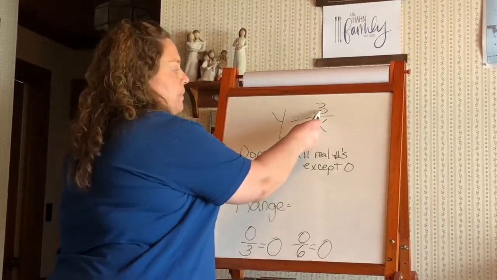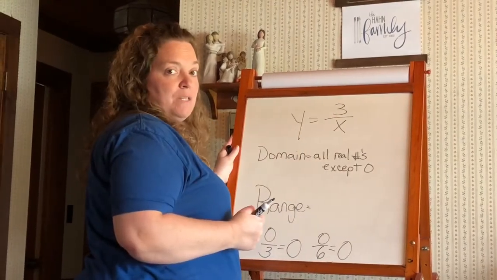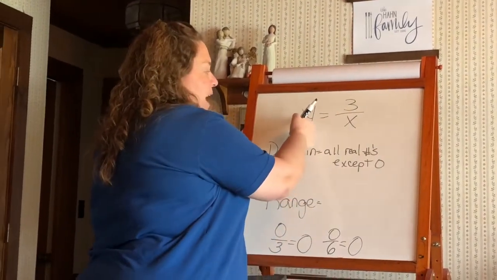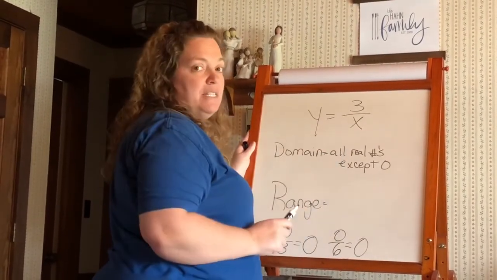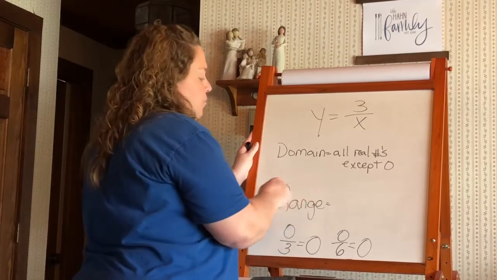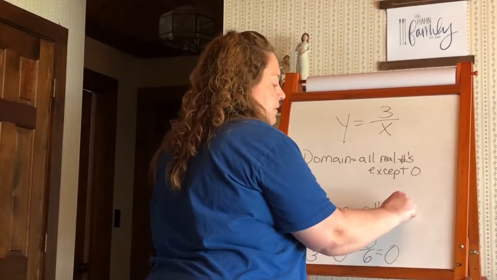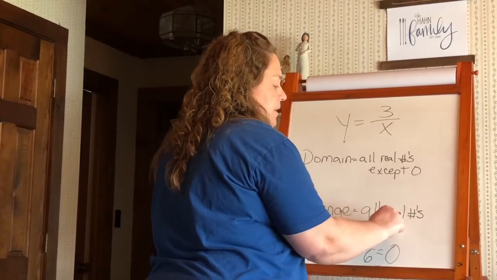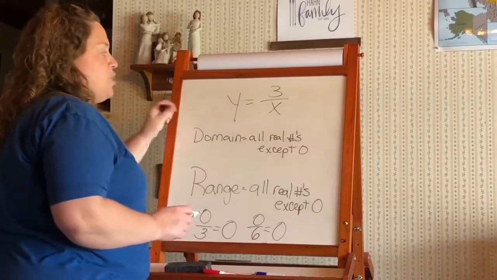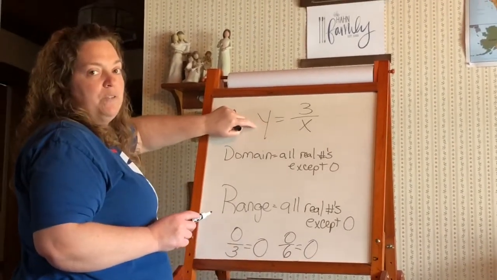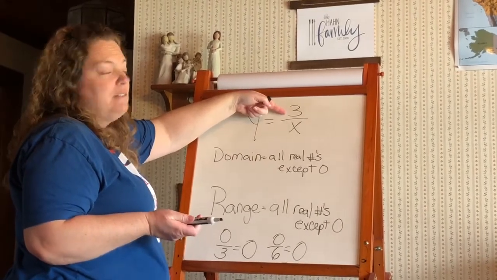Well, here, there's a 3 in the numerator, and that's not going to change. So this can't possibly ever equal 0 because there's already a 3 there. There's not a 0 there. So the range for this is all real numbers except 0. There's no way we're going to get this y to equal 0 when we solve, because we already know that we're going to end up with a 3, potentially.